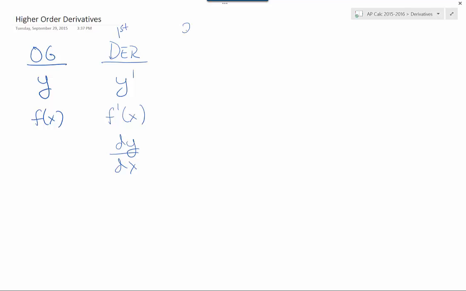We can also take what's called a second derivative, which is basically just taking the derivative of the derivative. So it's like taking the derivative twice. Our notation for this is y double prime, f double prime of x, or d squared y dx squared, and that's a second derivative also.